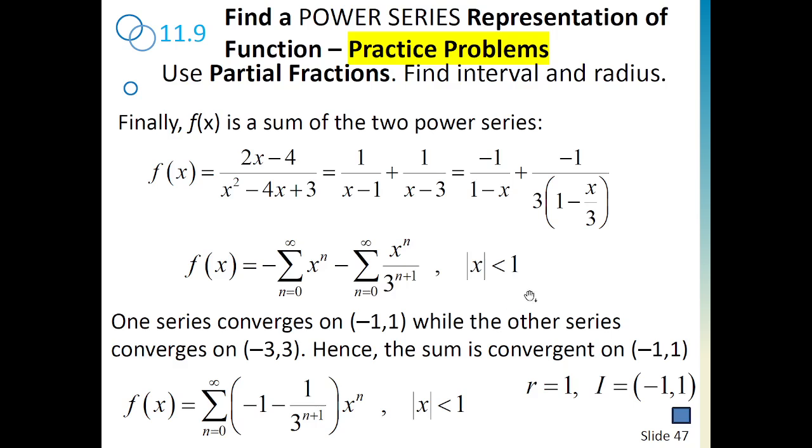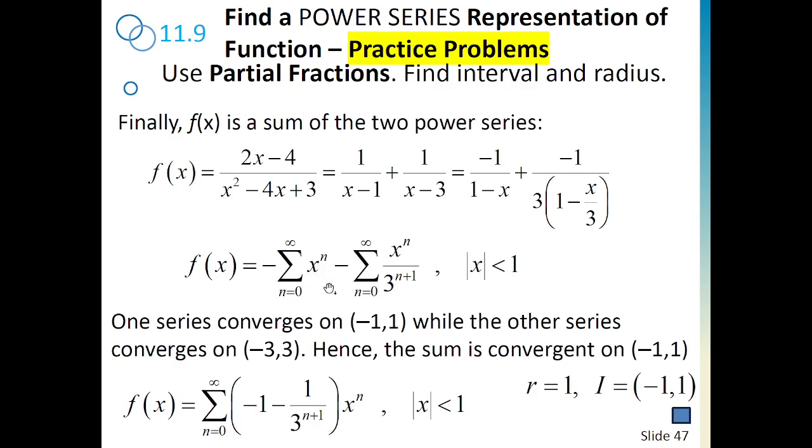So now it's a little bit of a struggle. One series, this one is convergent on interval negative 1, 1, and this one is convergent on interval negative 3, 3. So if I want to add them, because this one here lives only on negative 1, 1. So outside that interval, it's not convergent at all. So you can say the series is not convergent, so it's equal to nothing.